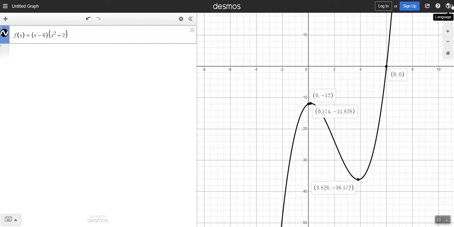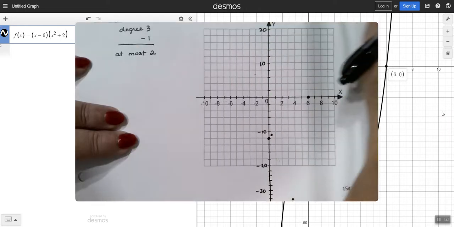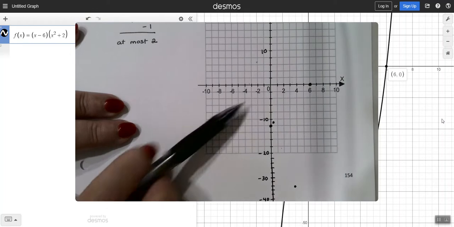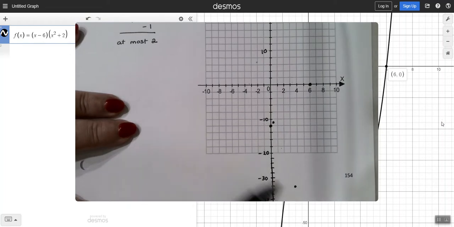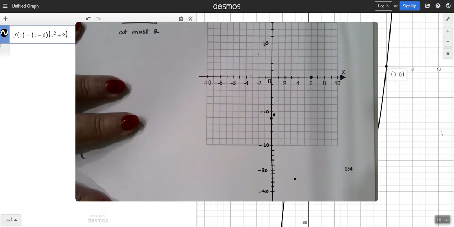About positive 3.8, rather, negative 36.2, approximately there. So you'll note that I put the maximum here and the minimum. I had to extend my graph down because I didn't pick a very good scale, but it happens, right?